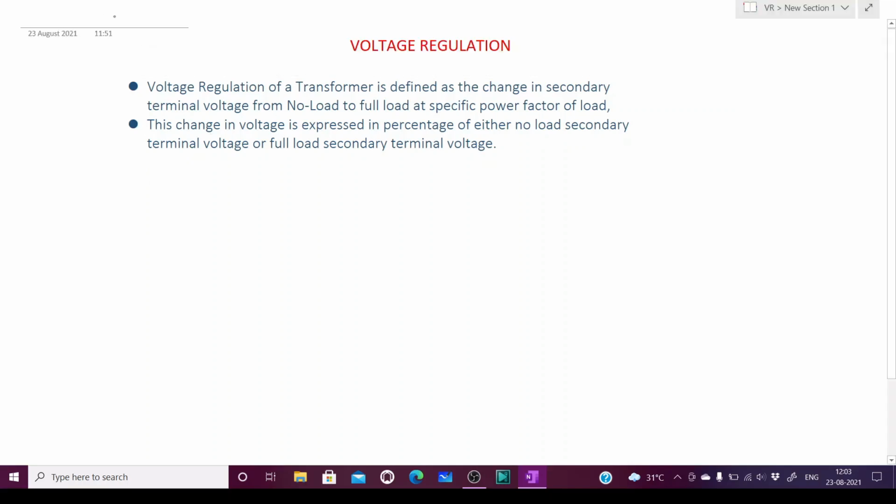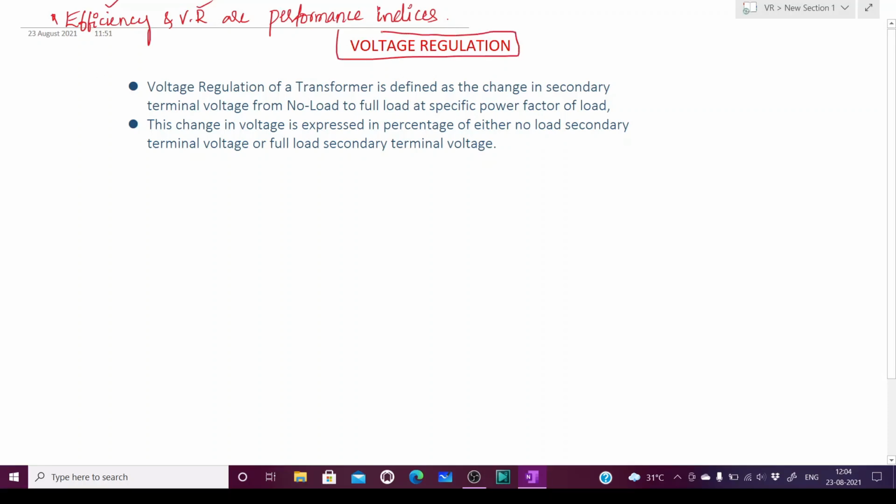So we know that efficiency and voltage regulation are performance indices. To know the performance of any machine or any device in electrical engineering, we find efficiency and voltage regulation so that we can estimate the performance of the machine. So what is voltage regulation? Let us take a transformer.